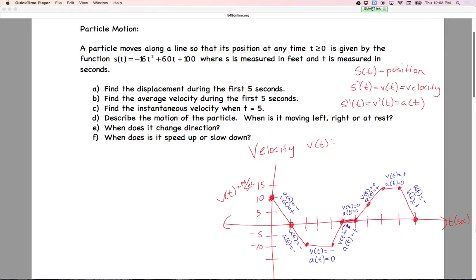Because your acceleration was negative, but it was doing what? Speeding up. Yeah, but it's moving away from the x-axis. But what if you don't have the graph? How are you going to tell? What if all you have was velocity and acceleration equations?